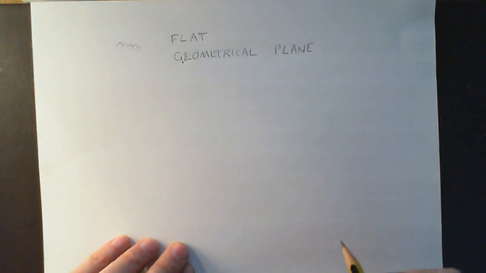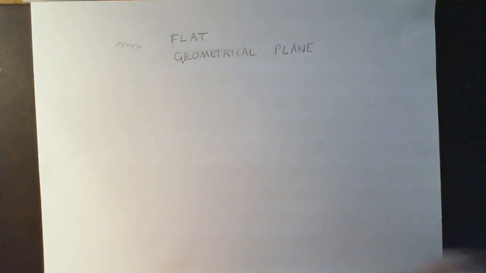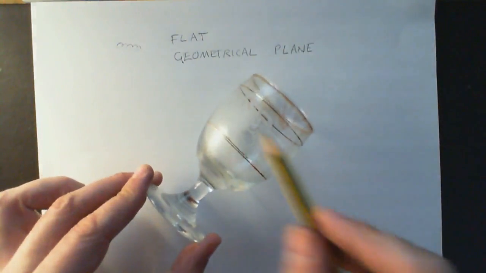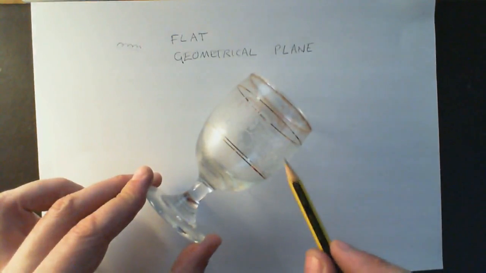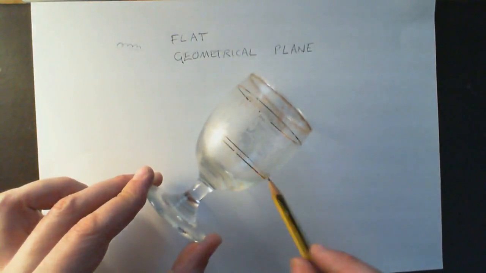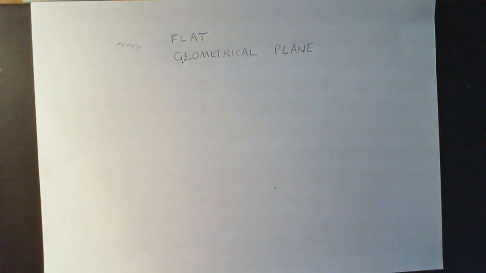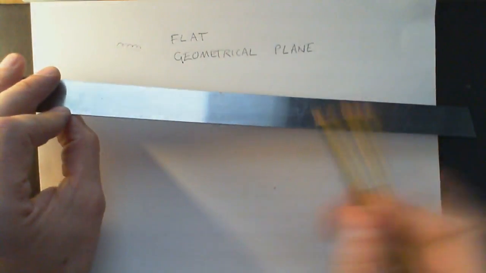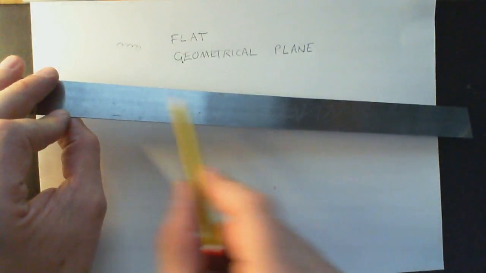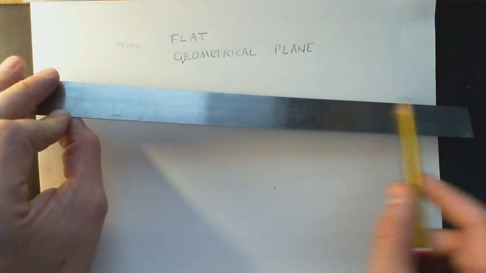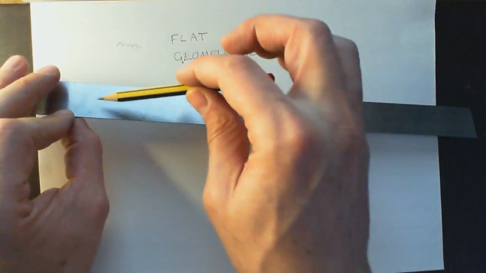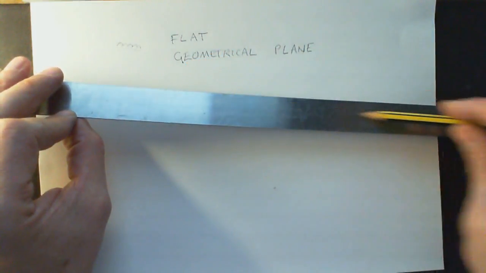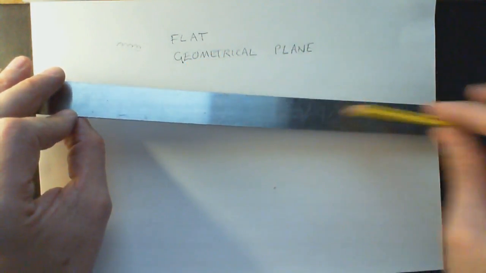So, if no part of a surface is a geometrical plane, then it's a curved surface. If we take this, for example, no part of this is a geometrical plane, so the surface is curved. Whereas, if this were perfectly flat, then it would be a geometrical plane, because all parts of this surface are flat, and I could lay a straight line down on the surface and it would touch the surface at every single point.